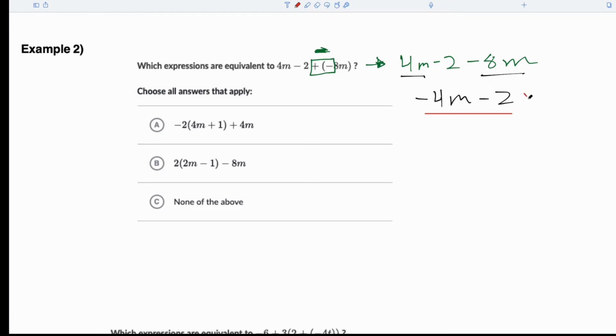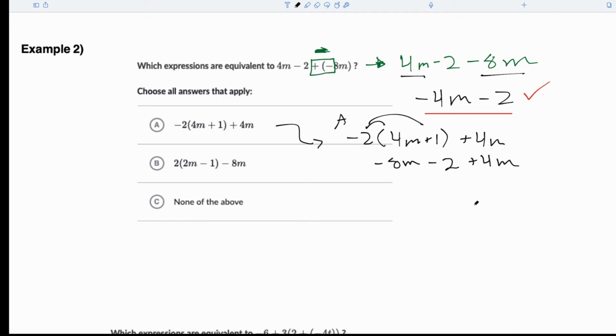Underline this. This is the one you're checking with. Let's go to A. Rewrite A underneath. Negative 2 times 4m plus 1 plus 4m. Let's simplify this. Negative 2 times 4m is negative 8m. Negative 2 times 1 is negative 2 plus 4m. Simplify this last step. Maddie, what can I combine? Can I combine the 2 with the 4, Maya?